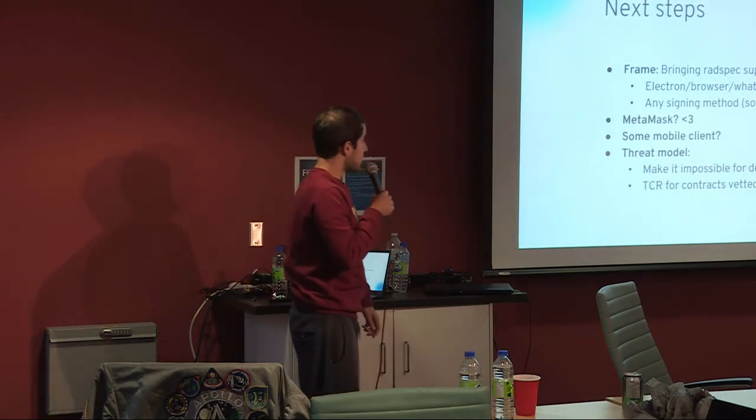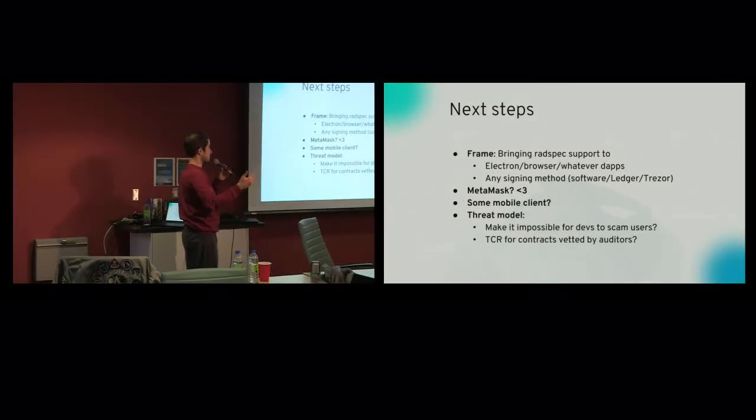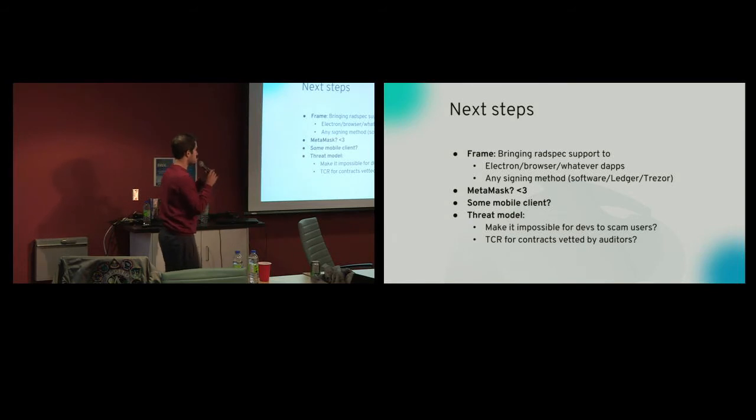So next steps, in the case of Frame, we want to bring Radspec support to Frame, because right now in Aragon, you will have to sign in Aragon, and you will see what you are doing in Aragon, and then Frame will pop up and probably just show the same thing. So as I said before, this stuff should probably be moved to wallets or signing providers, and not be at the dApp level. So we actually want to remove this from Aragon and move it down the stack.